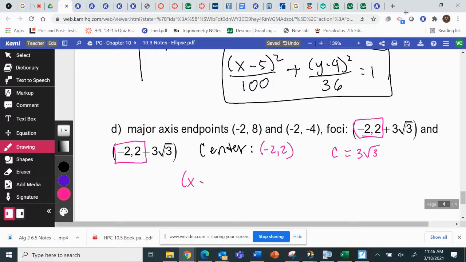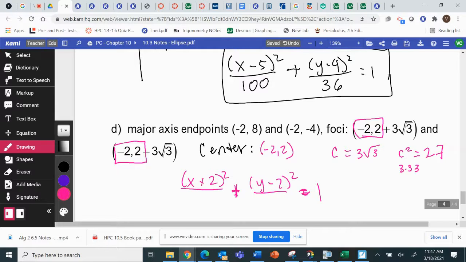So (x plus 2) squared over, what am I doing? (y minus 2) squared over something equals 1. So far, I've got that. We know that our c is 3 square root 3. That makes our c squared 3 times 3 times 3, 27. We either need to find our a or our b to use with c to find the missing one.